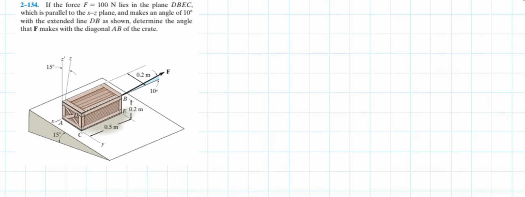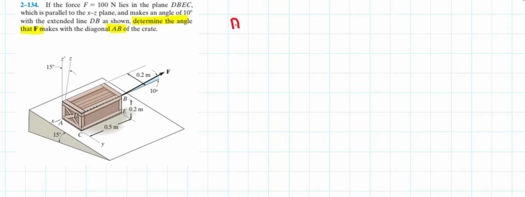If you look, this diagram looks very terrific, but our concept remains the same. That is, we are going to find out the angle between the force F and the diagonal AB. With the help of the dot product, we can easily find the angle between F and the diagonal AB. So, how do we find it?